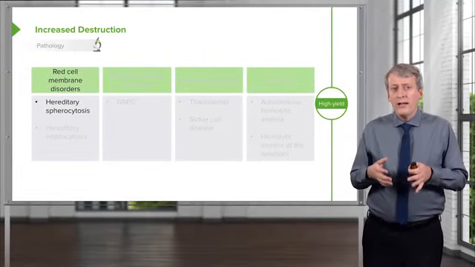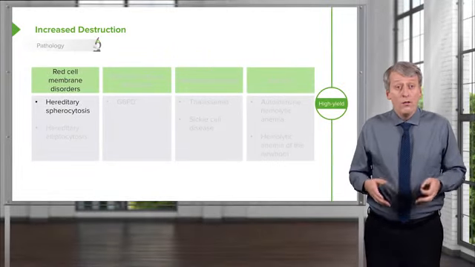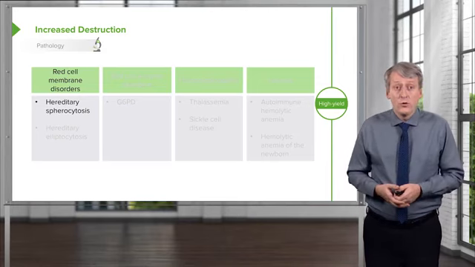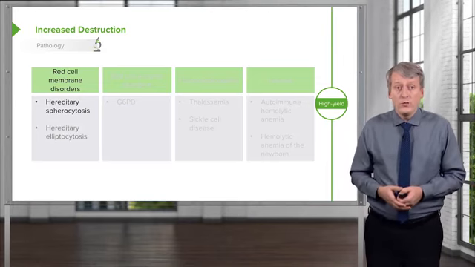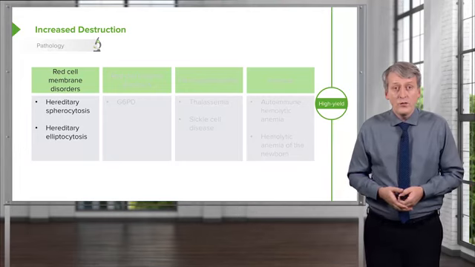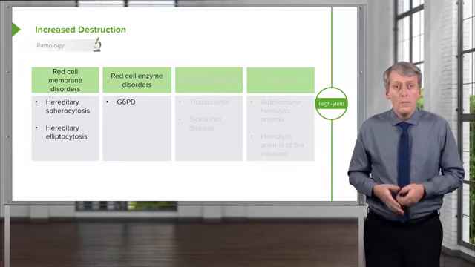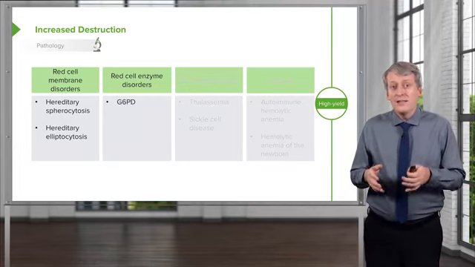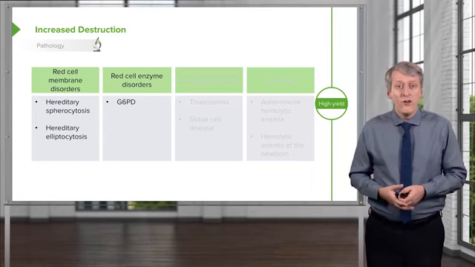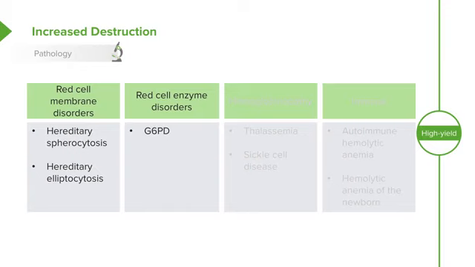Okay, what about increased destruction? Well, there are red cell membrane disorders like hereditary spherocytosis or hereditary elliptocytosis, and we'll go through those. Patients may have red cell enzyme disorders like glucose-6-phosphate dehydrogenase deficiency. In that case, they're having attack of the red blood cells because of uncontrolled oxidative stress.